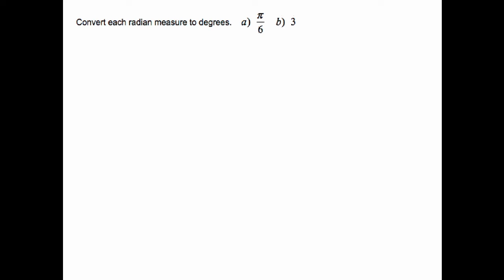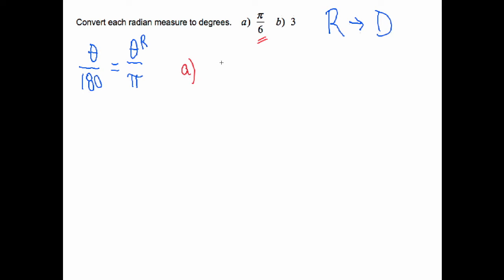We want to convert each radian measure to degrees, so we want to go from radians to degrees. The way we're going to do this is set up a proportion: an angle whose measure in degrees over 180 is equal to an angle whose measure in radians over the corresponding radian measure, which is pi. So for part A, with a radian measure of pi over 6, I'll write theta over 180 is equal to pi over 6 over pi.